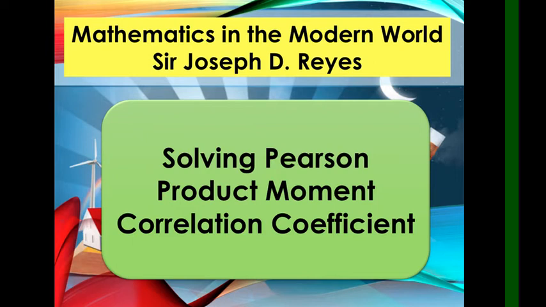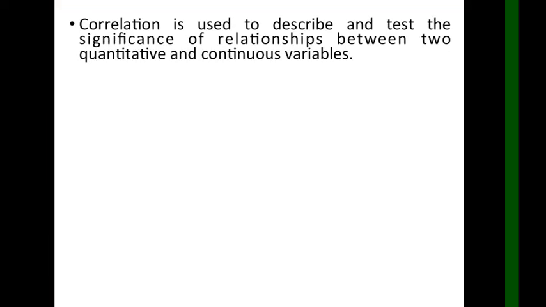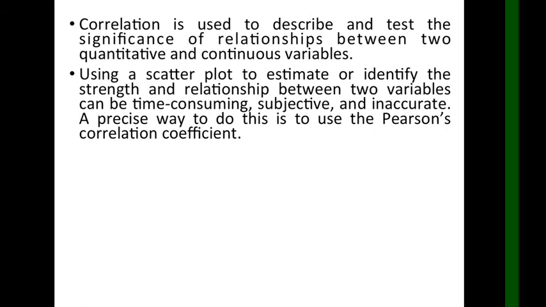Now, let's proceed to the topic about Pearson product-moment correlation coefficient. Correlation is used to describe and test the significance of relationships between two quantitative and continuous variables. Using a scatter plot to estimate or identify the strength and relationship between two variables can be time-consuming, subjective, and inaccurate. A precise way to do this is to use the Pearson's correlation coefficient.